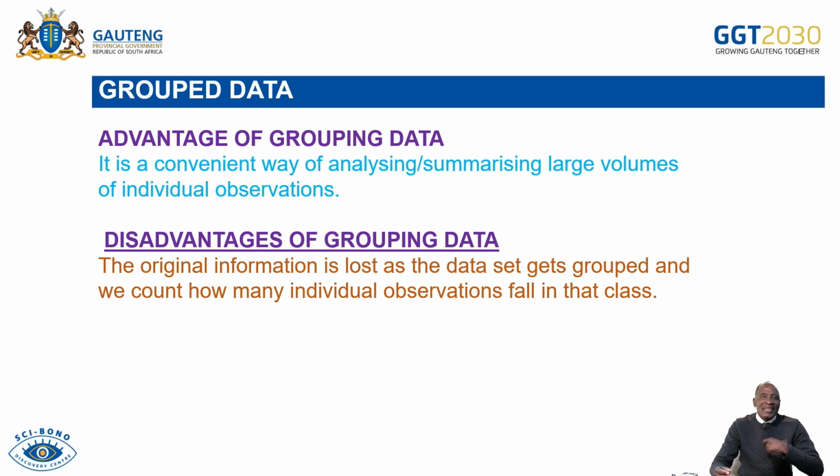So there are both pros and cons in grouping data, that is, advantages and disadvantages. The advantage is that it enables you to summarize or analyze large volumes of data by putting them into groups. The disadvantage is that the original information is lost. That's the disadvantage of grouping data.